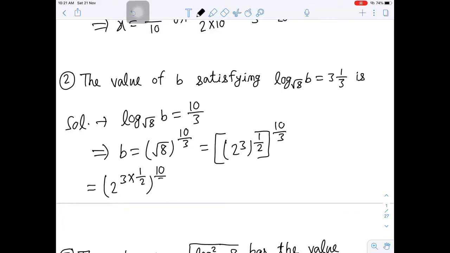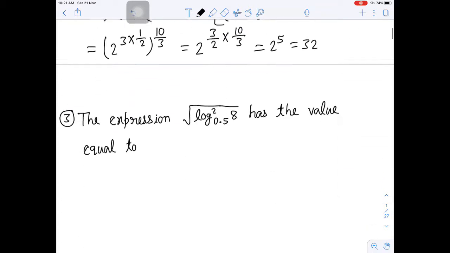Again, if we apply the same rule, (a to power m) raised to power n, we'll multiply the power again. So 2 power, it will become 3 by 2 into 10 by 3. Then we can cancel 3 and 3, and then 10 divided by 2 will become 5. So we will get 2 power 5, and that is equal to 32.